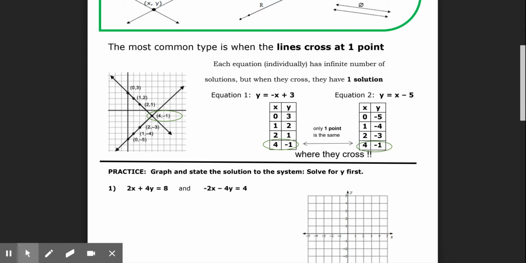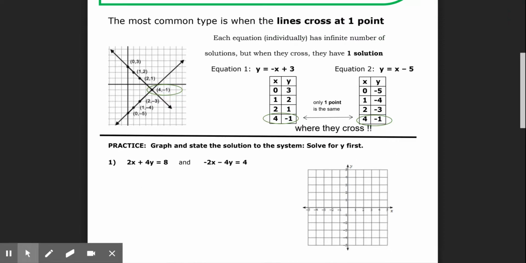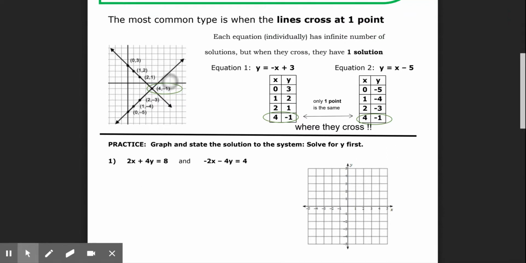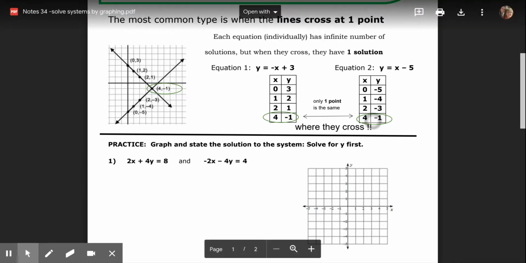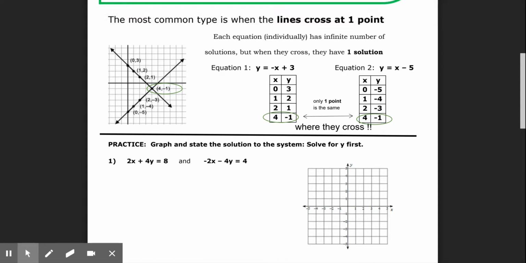So on this first one, the most common type is when the lines cross at one point. So when the lines are each graphed individually, they cross in an ordered pair 4, -1. So you see this over here on the graph. Now, if you were to look at those from a table of values, whatever ordered pair is the same, 4, -1, 4, -1, that's the point of intersection. So we show it to you graphically, and we show it to you in the table.